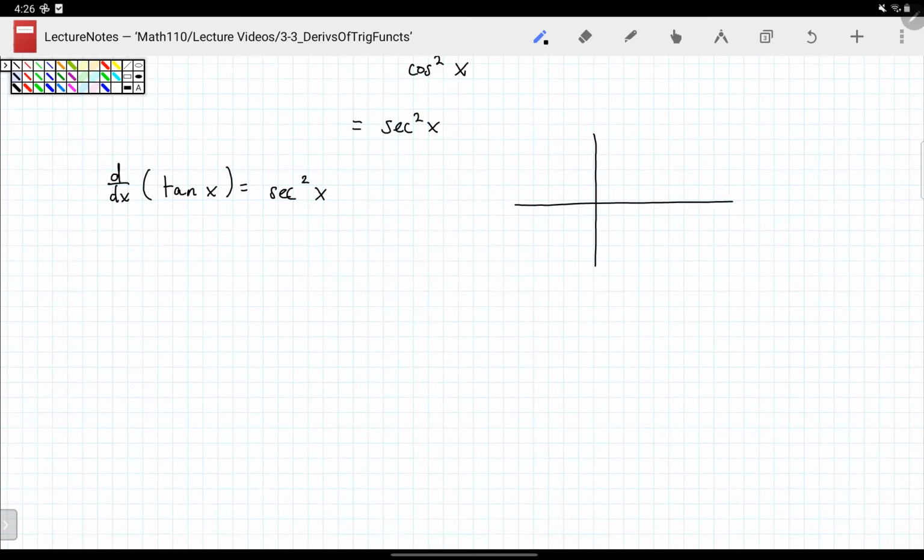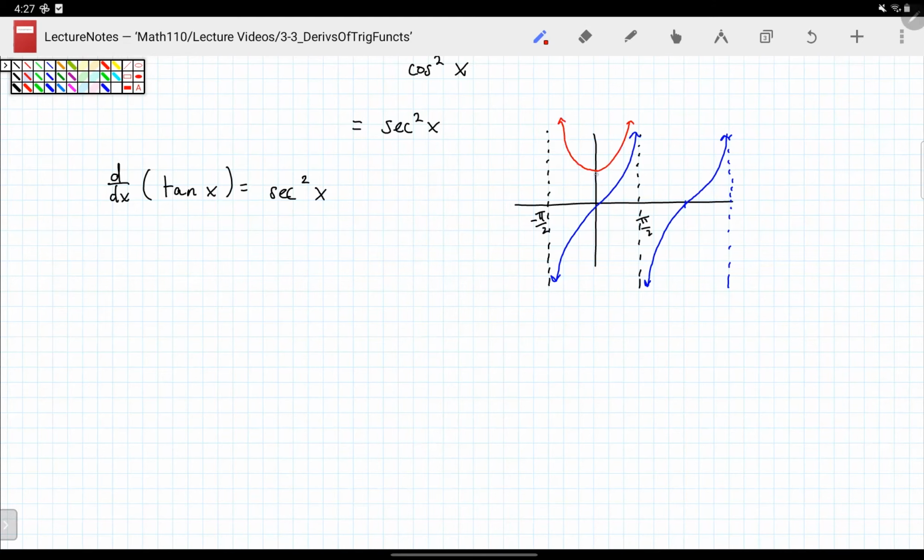If I look at the tangent graph, tangent has these asymptotes at the odd multiples of pi over 2. Here's pi over 2, negative pi over 2, right? The tangent graph looks like this. Okay, secant of x looks like this, where the minimum value is 1 here, and then the local maximum is -1. It looks kind of like this, right? This is y equals secant of x, okay?